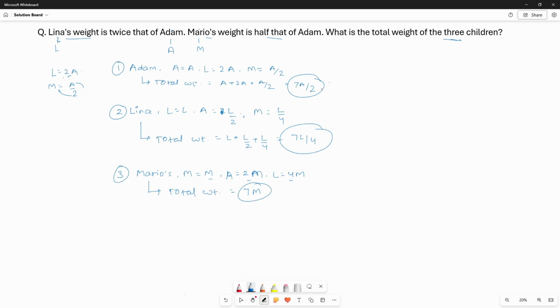Here we have the three solutions to the one problem. If we know the weight of any one of the persons, we can get the total weight.